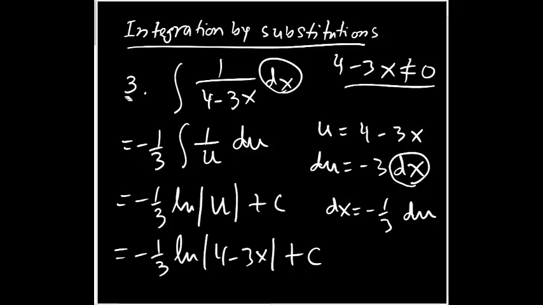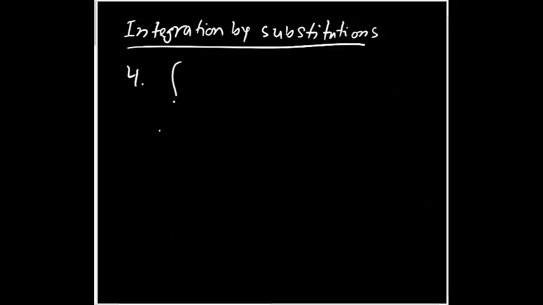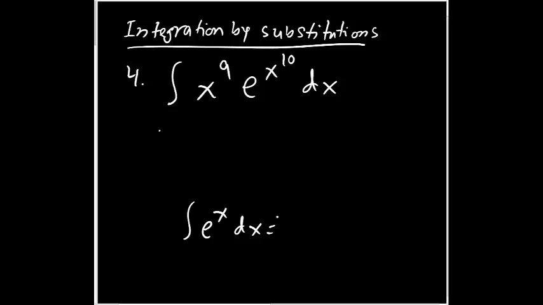Let me take example number 4. Integral of x to the 9 e to the x to the 10 dx. If I have integration e to the x dx, I know the integration, isn't it? What is the integration of e to the x? E to the x. But then you see that it's very complicated in here. E to the x to the 10.